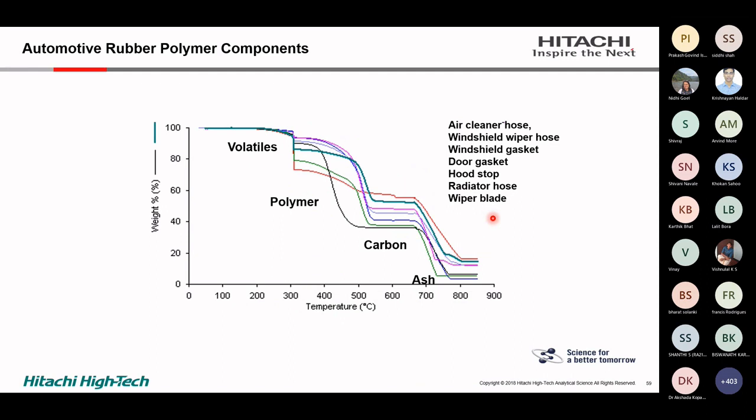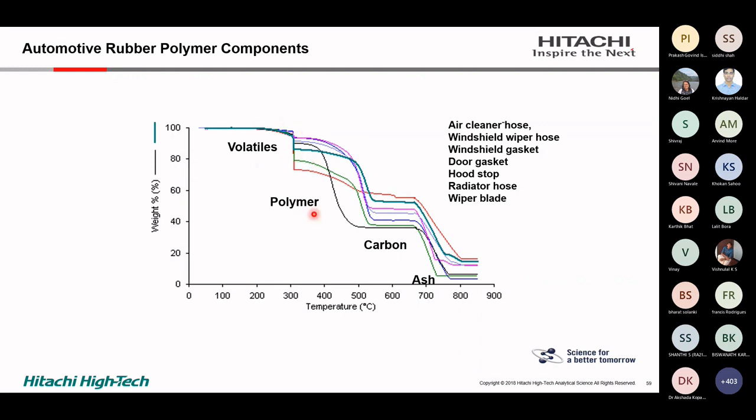The second application of TGA is typically the determination of the composition of a material. The example shown here is for the automobile industry. In the automobile industry, you use different types of material, like a cleaner hose, a wiper hose, windshield gasket, and door gasket. There are so many parts going into automobiles nowadays, and their quality control is very important, because automobile manufacturers do not make these small parts themselves. They get them done through vendors. Whether the vendor is giving consistent quality or not, they can check on the basis of the TGA graph.